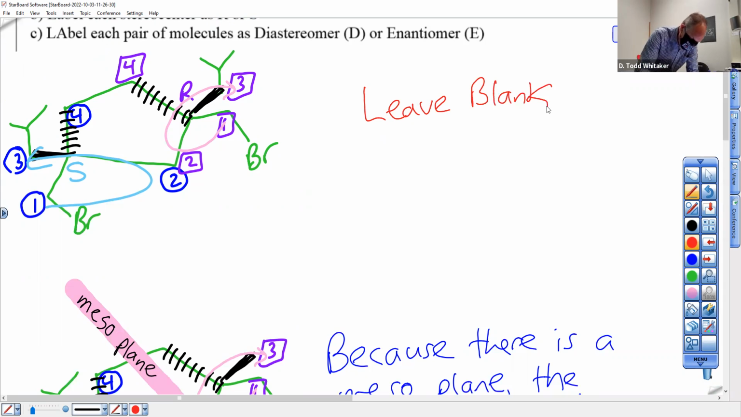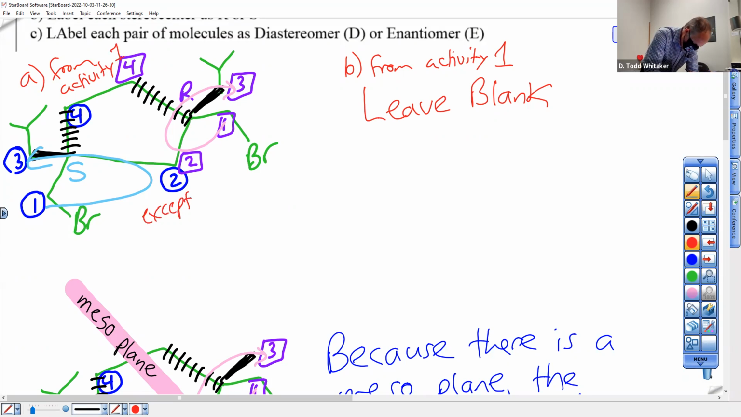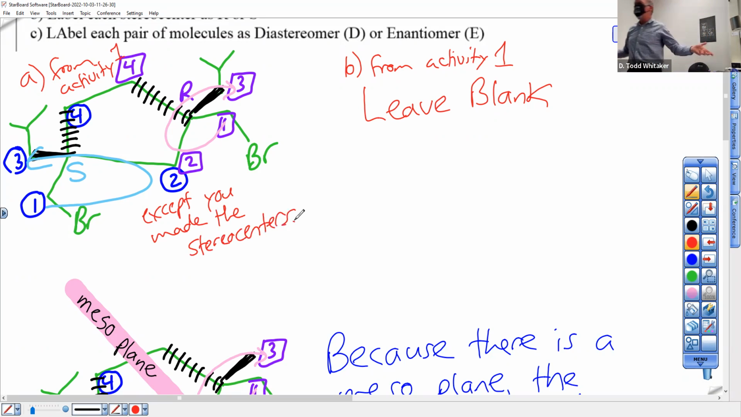Here. And this was B from activity 1. This was like A from activity 1. Except you made the stereo centers. You weren't forced to have one of them R or the other S, so you just made them, and you made them the easiest way possible.